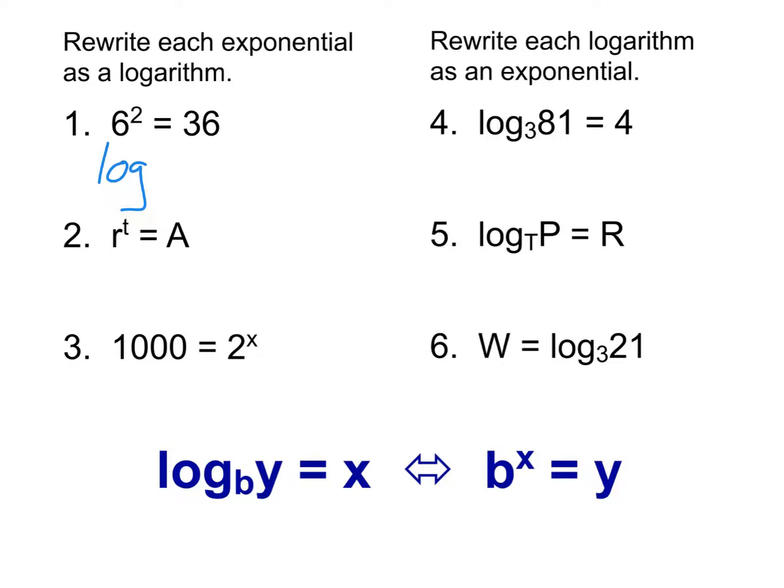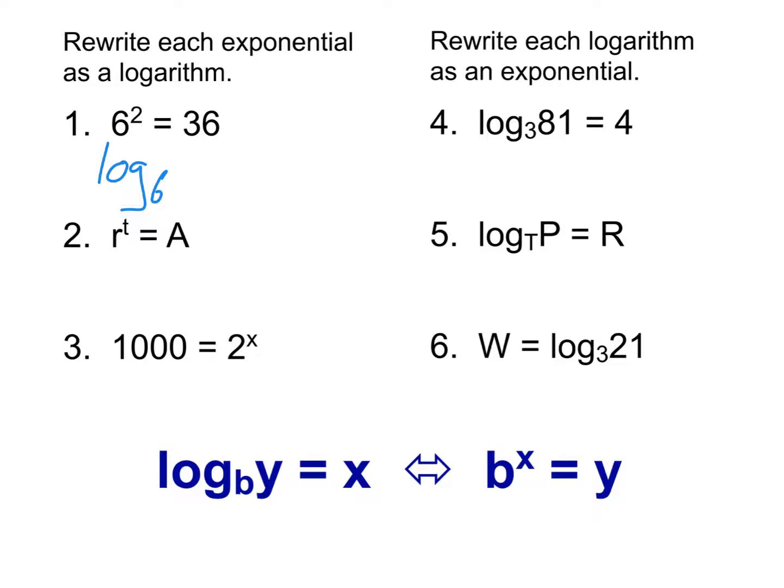In writing my log, you notice the first thing after log is b. The value of b is the number that's being raised to a power in the exponential. So the number that's being raised to a power here is the 6. So that means my base is 6. Remember, when you write the base, write it smaller and lower. It's a subscript.